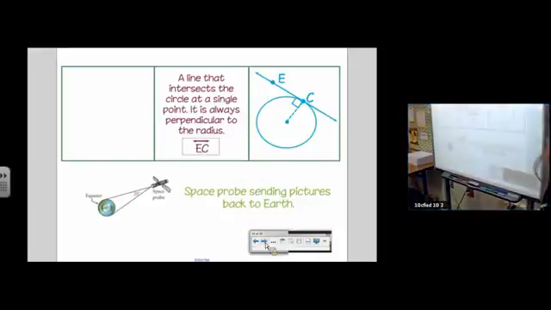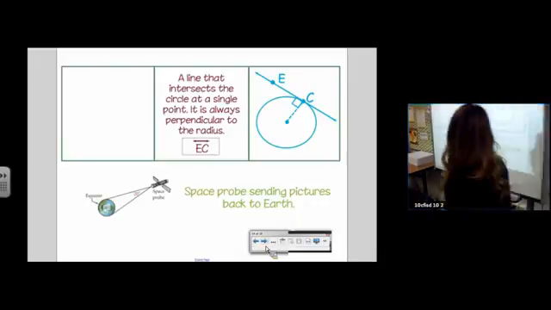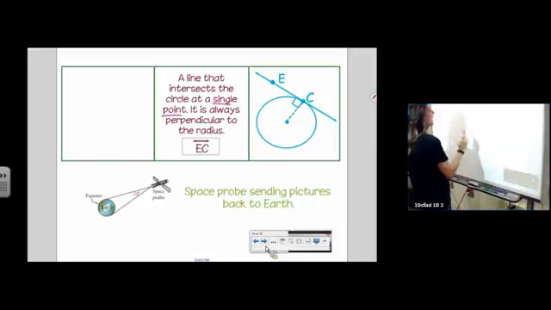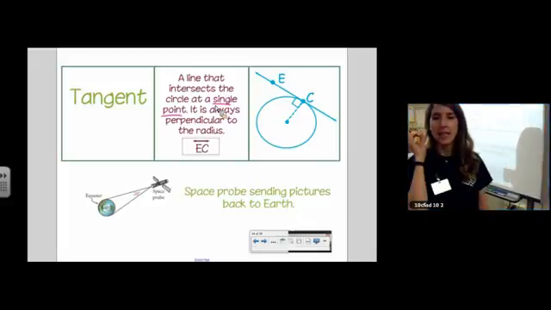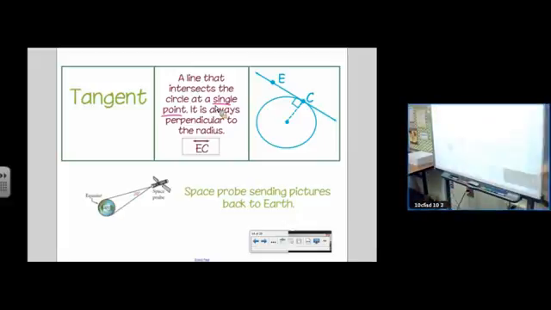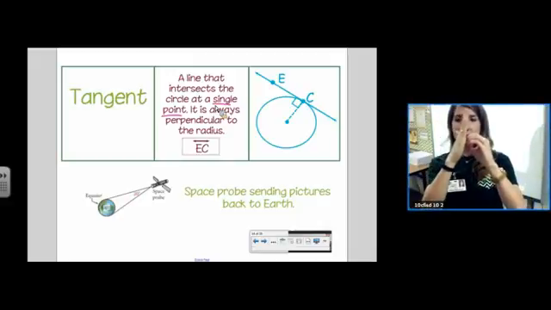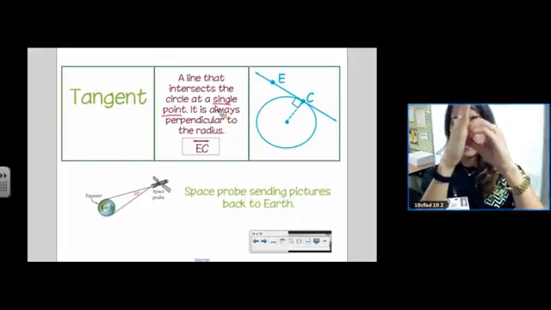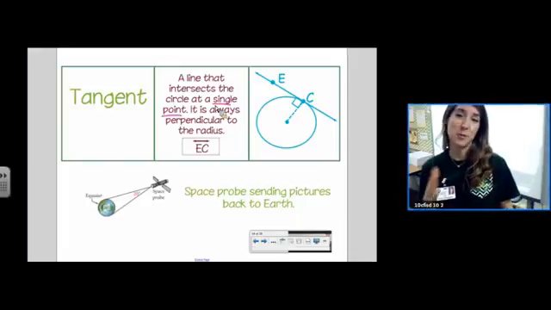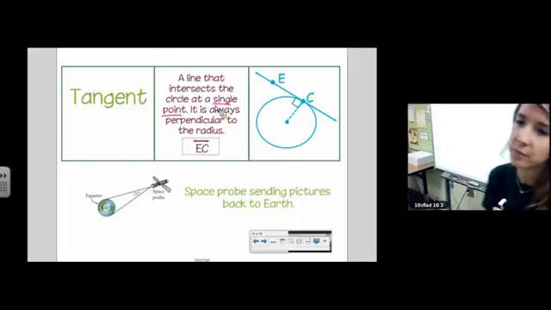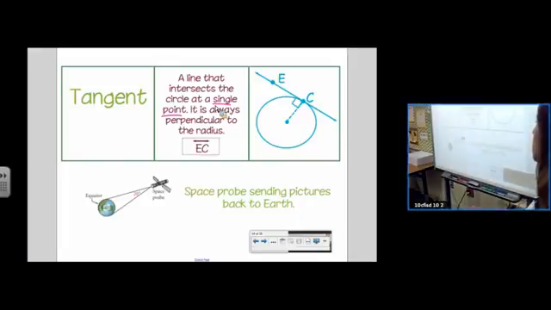Next one. Yes, it is a line that intersects the circle at a single point. This is so important. A line that intersects the circle at a single point. And that line is called the tangent line. So just like a line can intersect a circle at just one point, so can a plane intersect a cylinder at just one line. It's kind of the same thing. Tangent line. A line that intersects a circle once and only once.